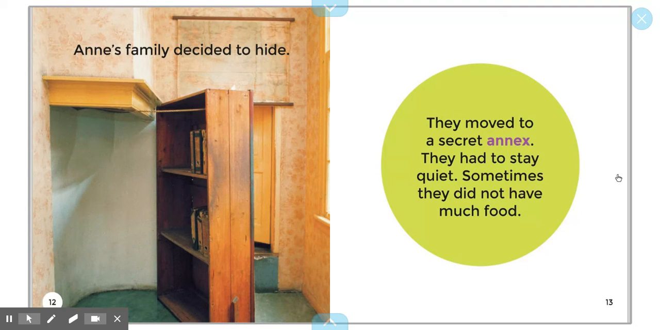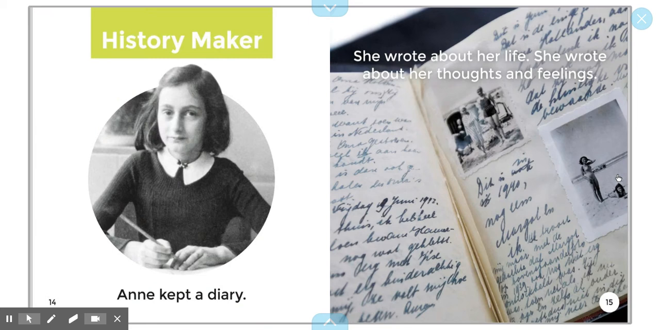Anne's family decided to hide. They moved to a secret annex. They had to stay quiet, and sometimes they did not have much food. Anne kept a diary. She wrote about her life. She wrote about her thoughts and feelings. And I'm going to stop there and ask you to tell me what is a second detail that I could write down.